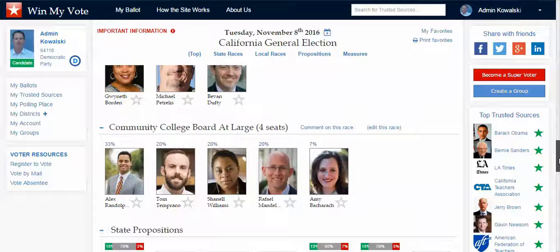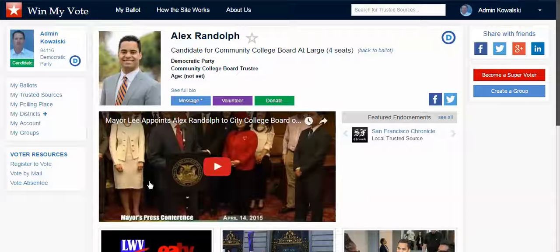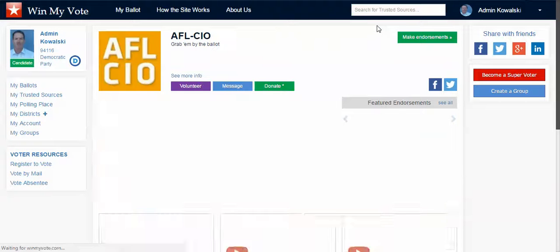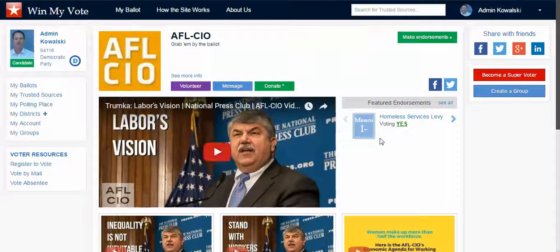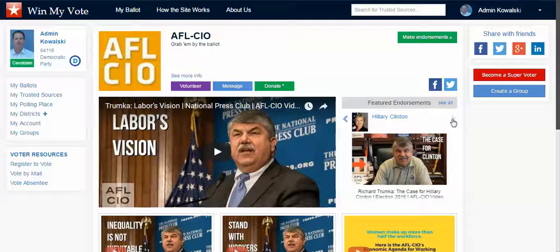I can look at small races that I wouldn't normally have a chance to do any research on, and I can click on their profile and learn a little bit more about them, and then also see again the groups and organizations that are supporting this candidate. I can also go to the group page itself. So we'll just use the AFL-CIO. I can see the propositions that they're supporting, and I can see the candidates that they are endorsing. So again, would love to talk with you about this.